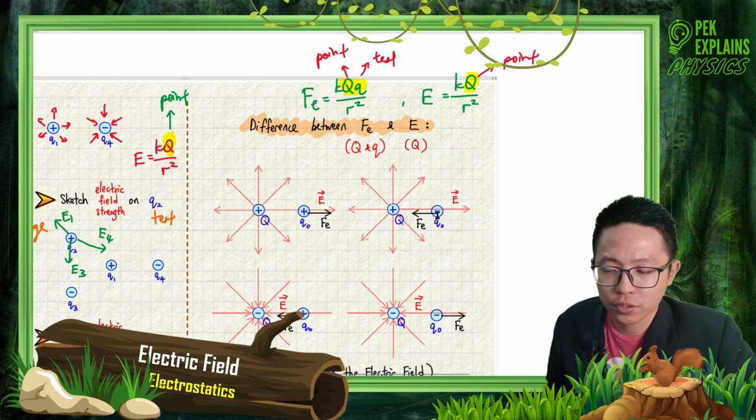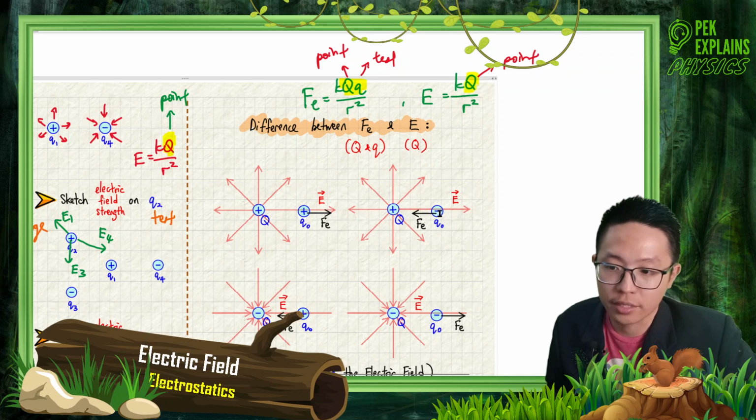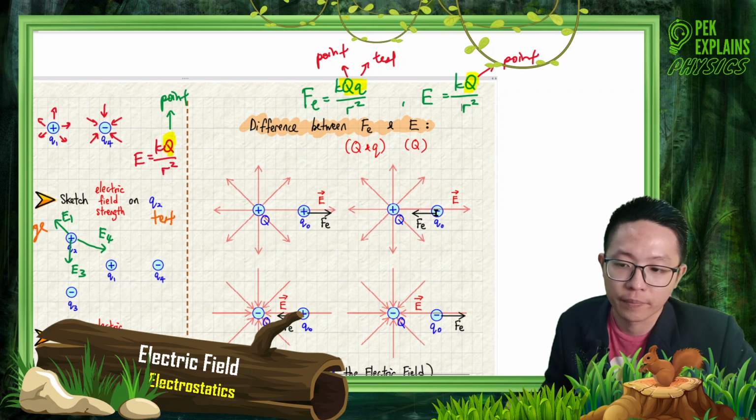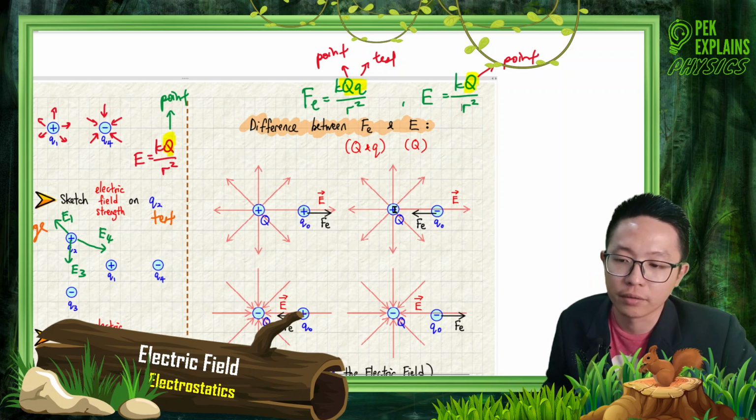So the force on the test charge is to the left because it is attracted to the point charge. Positive and negative attract each other. So the force is to the left because they attract each other.